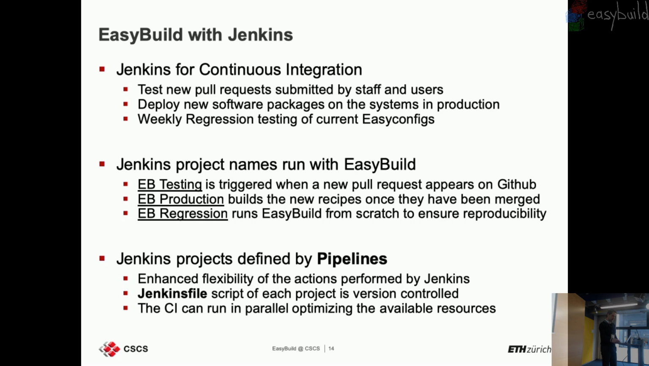And finally, the pipelines defined in the Jenkins service enhanced a lot the flexibility of the actions, in the sense that, first of all, we have some scripts that are version controlled. We can check all the modifications, and then the CI can also run in parallel, so we can optimize the workers that we have on the different machines.